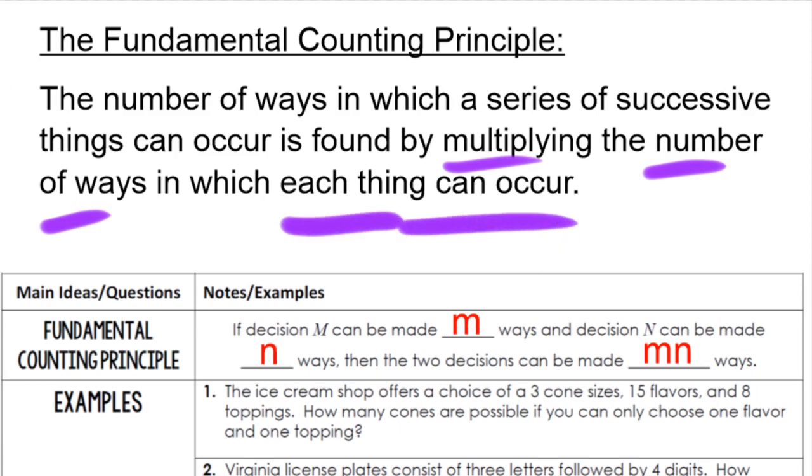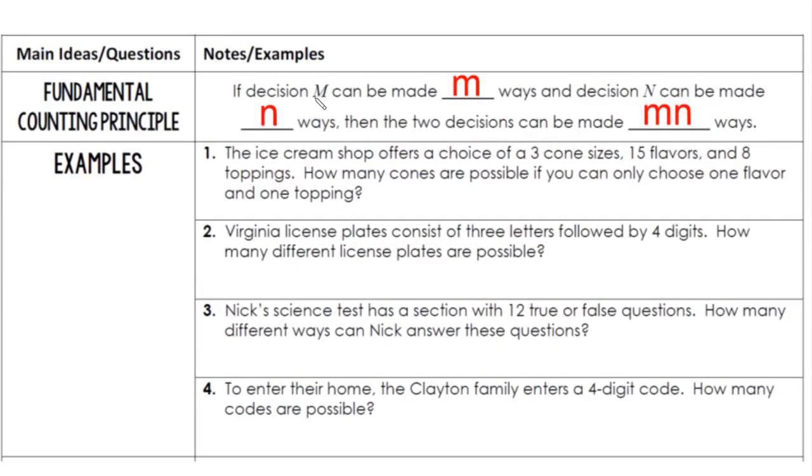So, here is the written out example. If decision M can be made M ways and decision N can be made N ways, the two decisions can be made in M times N ways. You deal with stuff like this all the time, and you just don't know how many total choices there are. Every day you put on an outfit, right? You're dealing with this exact situation. The number of different outfits you have in your closet can be figured out by doing this, assuming everything can match each other, which it can't, but you know.